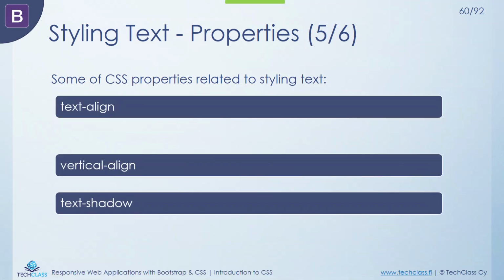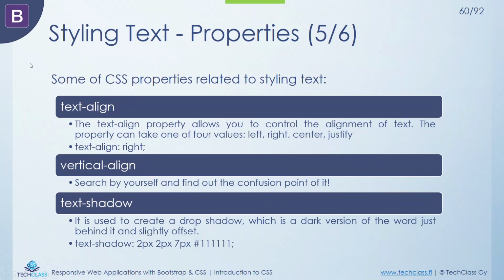And for styling text, you also use text align, vertical align, and text shadows. So the align can be right, left, center, or justify, and vertical align can be top, bottom, or center. And then the text shadows: sometimes you want to apply some shadows to your text, so that's the way you use it.